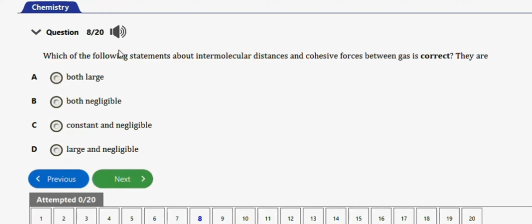It says, which of the following statements about intermolecular distances and cohesive forces between gas molecules is correct? They are both large, both negligible, constant and negligible, large and negligible. So the right option in this question is large and negligible, option D. Alright, the next question will be this one.